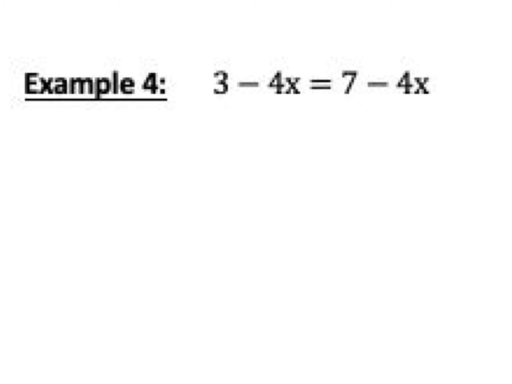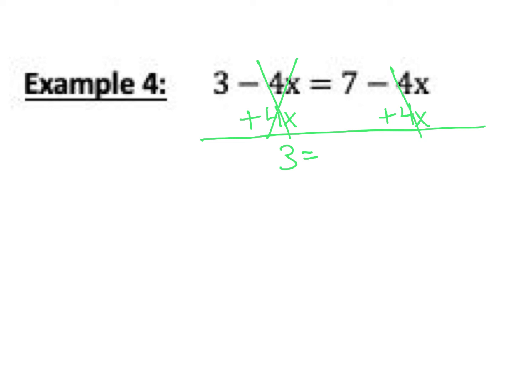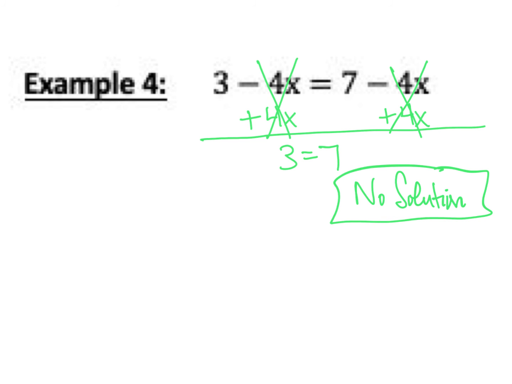All right, example number 4. Let's look at it. So again, I like to move my variables first. I'm going to add 4x to both sides. Positive negative 4x, they go away. We have 3 equals positive negative 4x. That makes 0, they go away. 7, does this make sense? No. So again, this is no solution. There is not a number I can put into this equation to make both sides equal is what it actually means.